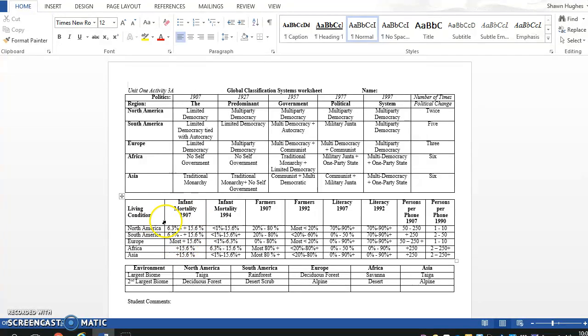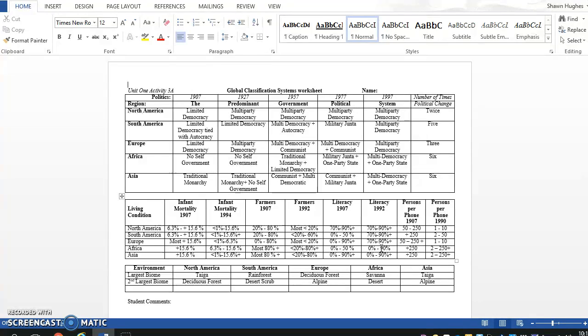In this case, for North America, how are these trends any different for any other countries? Africa, you're starting off with a much higher infant mortality rate, for example, in 1907. Is it much better? In 1994, Africa, it went from being over 15.6%, again, Africa, big continent, many different countries, to between 6.3% and 15.6%. So it did drop. Farming, over 80% of all people were involved in farming, and now it's anywhere from less than 20% to 80%.